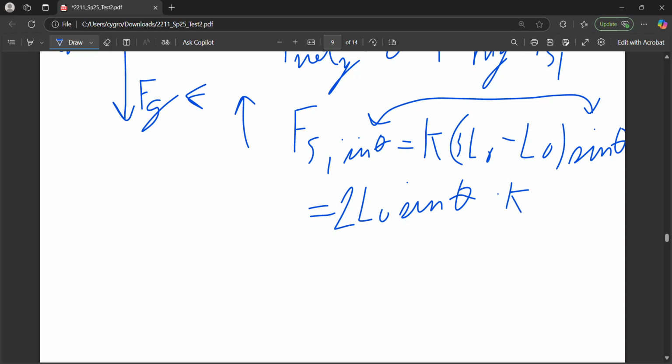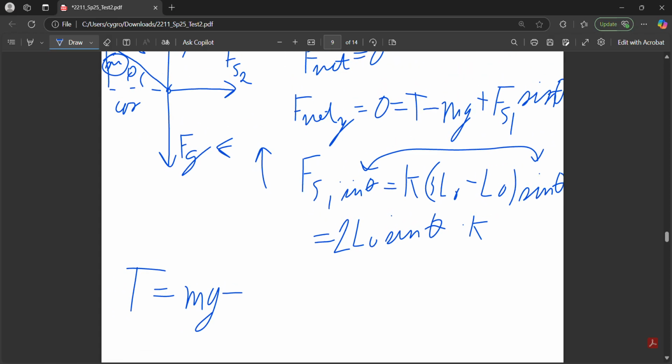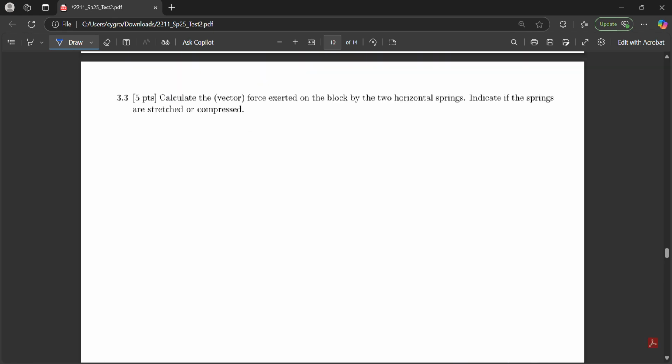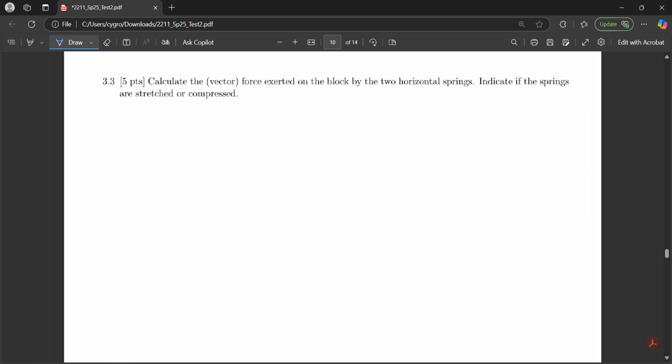And we can see that our tension is equal to mg minus, well, let me look back up here, mg minus r2 L0 sine of theta times K. Just so you know, this is what is inside the sine, the K is outside. Next we're going to look at the force exerted by the horizontal springs.